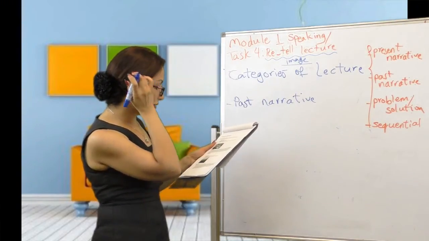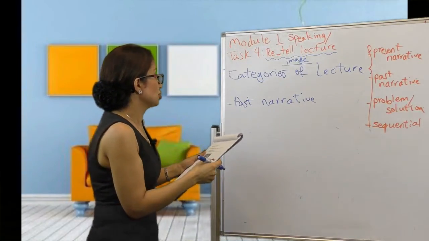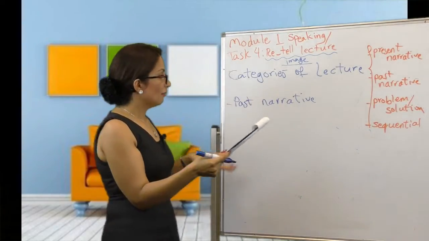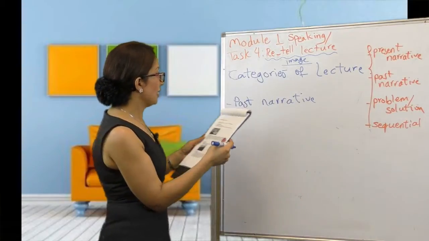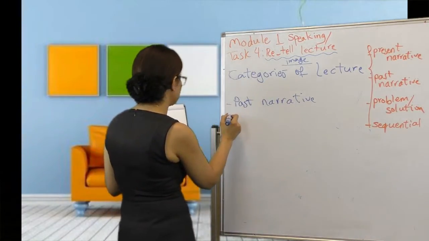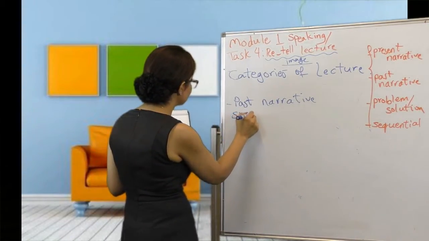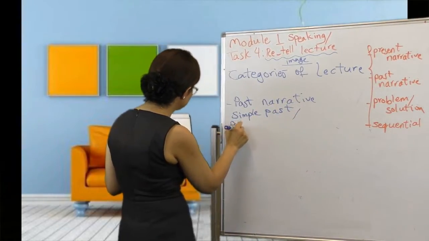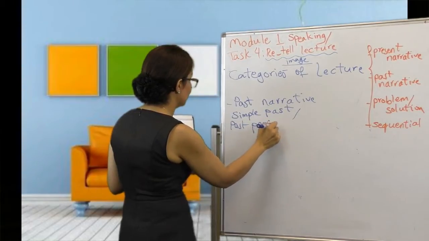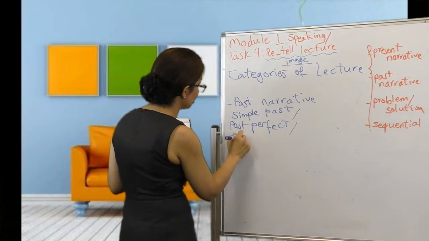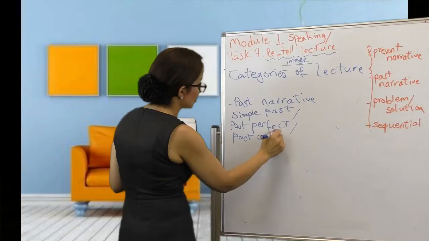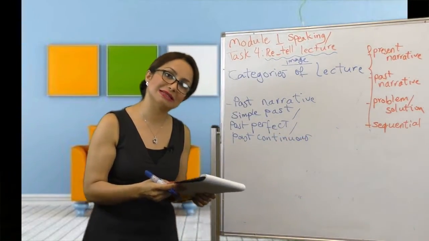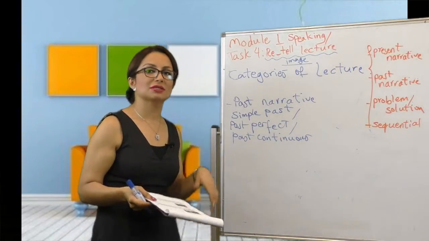And how do we know that the given lecture is narrating something in the past? Again, by looking at the grammar. What is the frequent grammar in the past narrative? The frequent grammar is either simple past or past perfect tense or past continuous tense. So these are three of the most important grammatical tenses that suggest an event happened in the past.